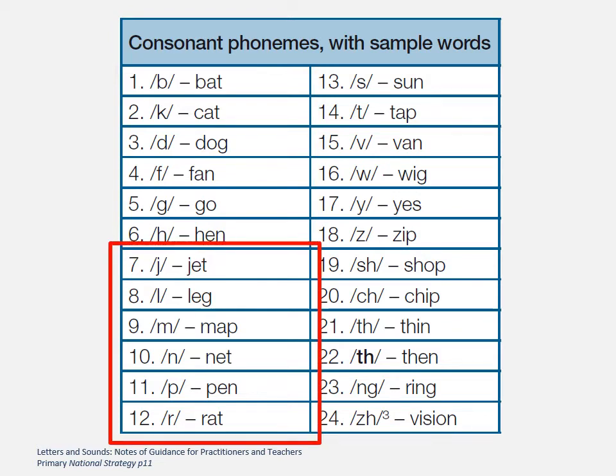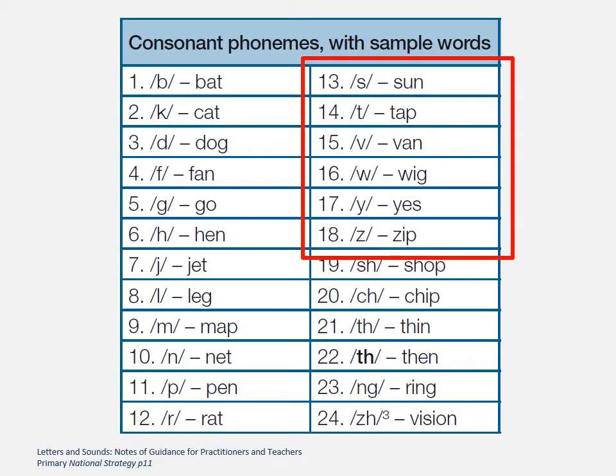J, L, M, N, P, R. Your turn. Each of those sounds involves your mouth making a different shape to block the air. It may be your lips, it may be your tongue and teeth, lips and teeth. Have a go at the next set. S, t, v, w, y, z.